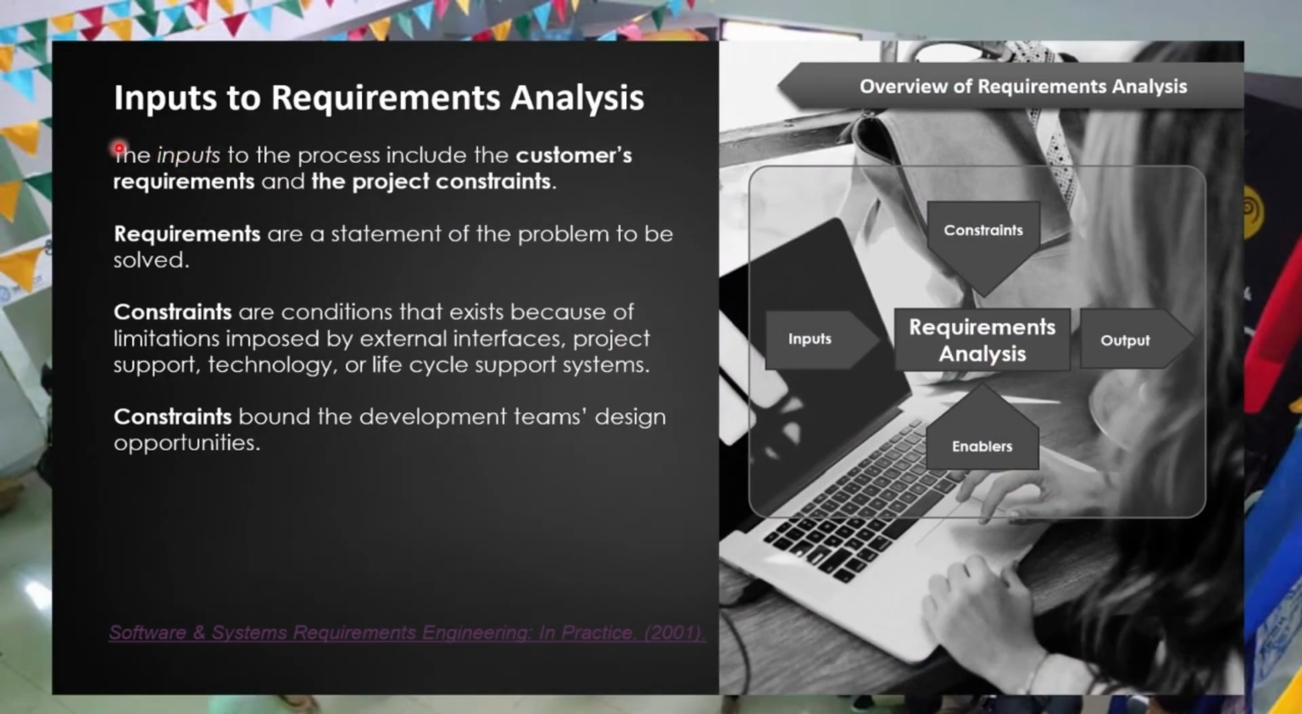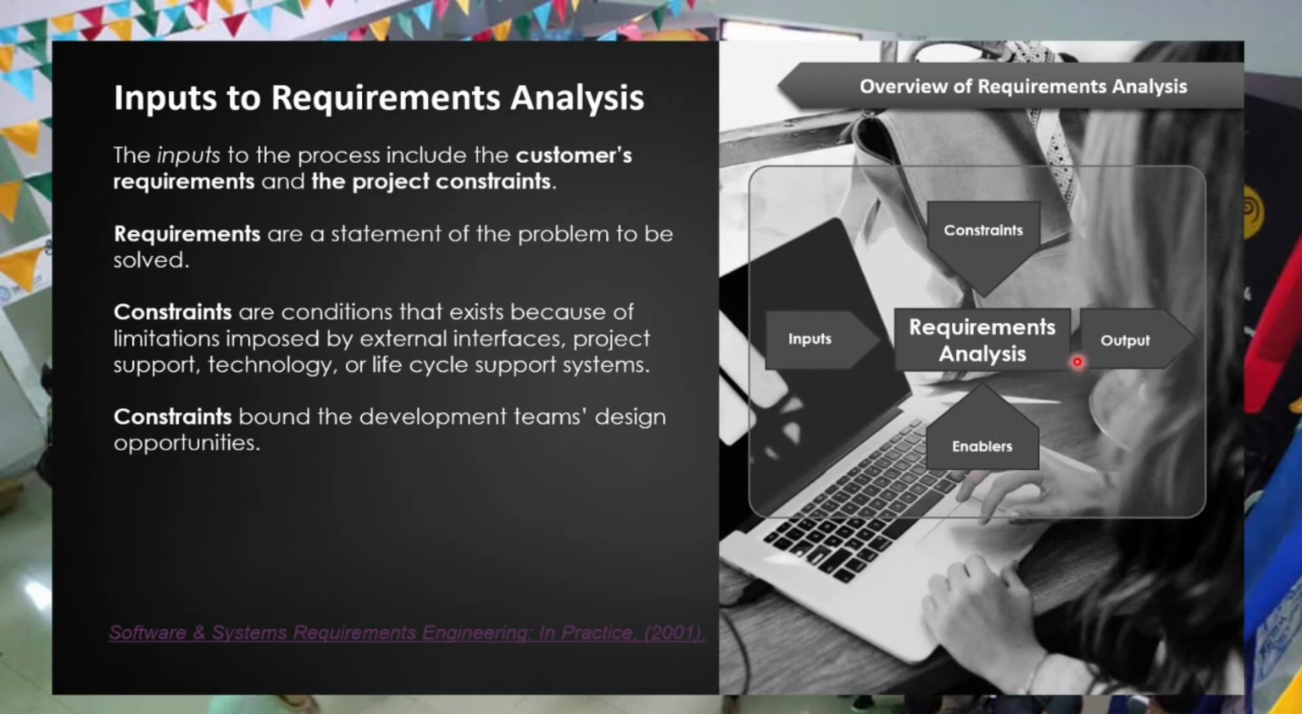To understand further the process of requirements analysis, let us identify the inputs to the process. The inputs to the process include the customer requirements and project constraints. Requirements are the statement of the problems coming from the customer that need to be solved. Constraints are conditions that exist because of the limitations imposed by the external interfaces, project support technology, or life cycle support system. Constraints bound the development team's design opportunities.